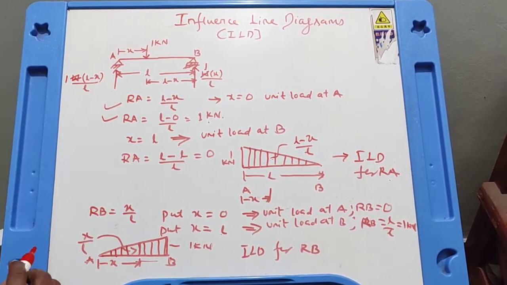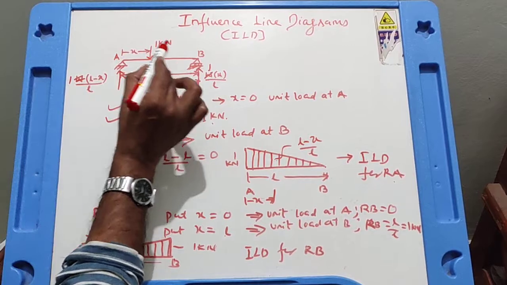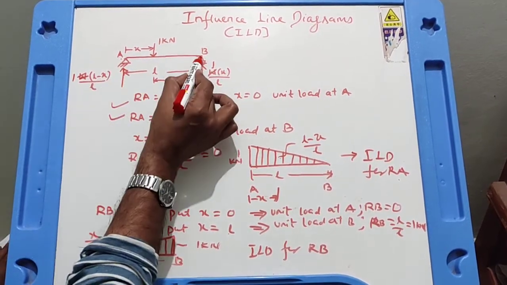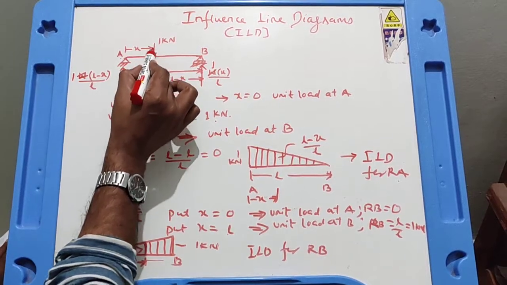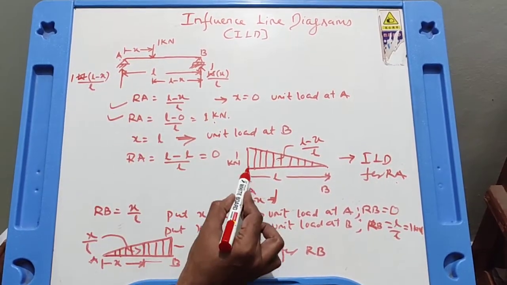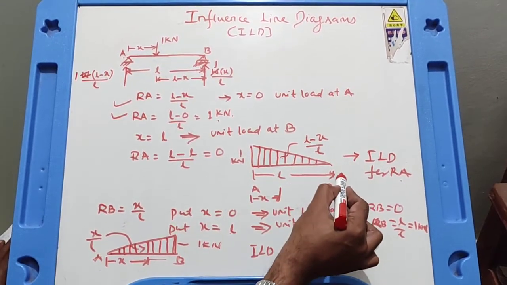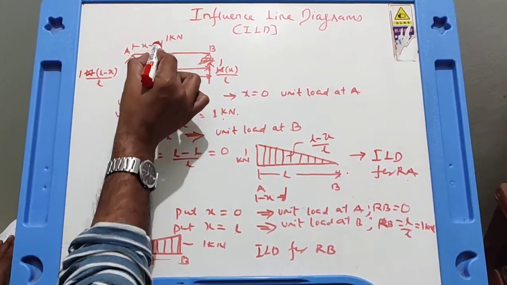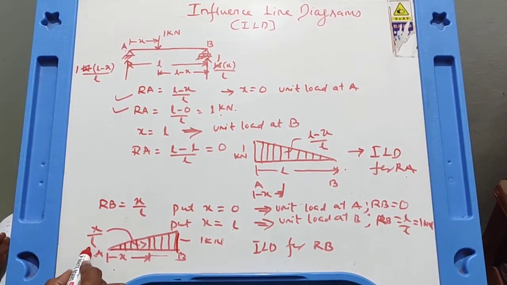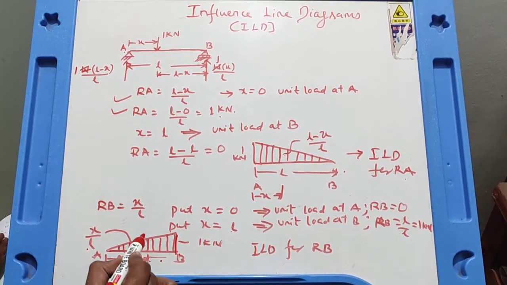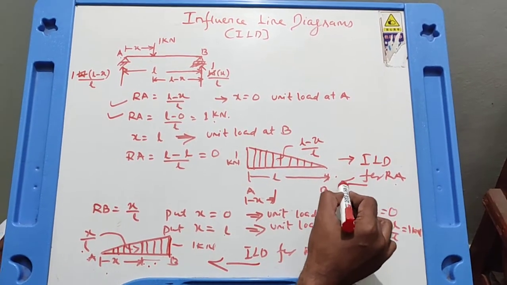That means what we have done is made the unit load travel from A to B. When the unit load moves from A to B, the influence of that unit load over the reaction at A is given by this diagram. That is why it is called the influence line diagram for reaction at A. The influence of the unit load over reaction at B is given by this diagram, called the influence line diagram for reaction at B. So this is ILD for RB, this is ILD for RA.